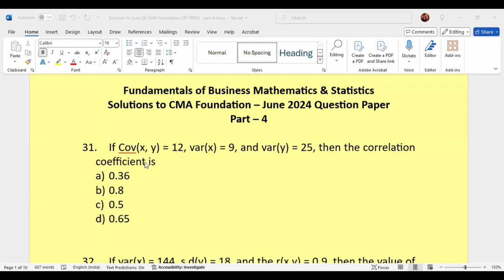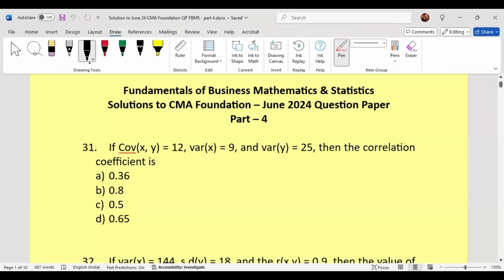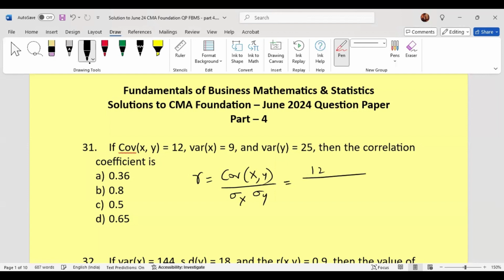If covariance of x comma y is equal to 12, variance of x is equal to 9 and variance of y is equal to 25, then correlation coefficient is what? So correlation coefficient is denoted by R, that is calculated as covariance of x comma y divided by standard deviation of x, standard deviation of y. Covariance is already given as 12. Variance is given as 9 for x. So that means square root of that will be standard deviation.